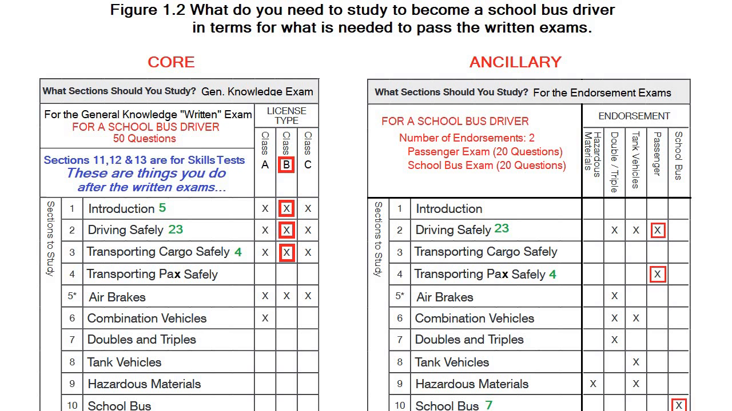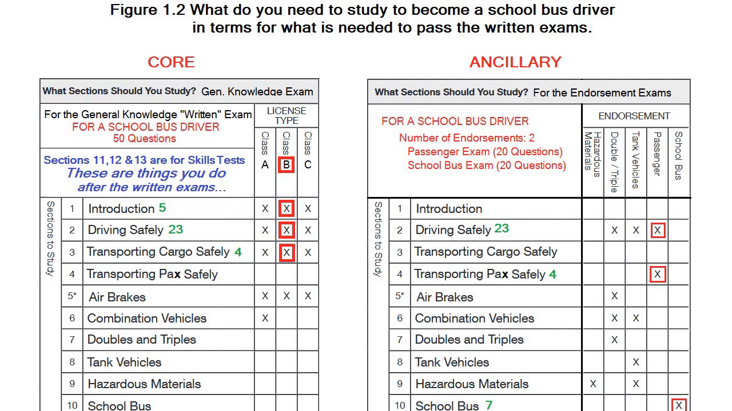Okay, this video is based on figure 1.2 in section 1 of your CDL manual. Now, sometimes figure 1.2 can be a little bit confusing. So what I've done here is I've broken it down to what is required for a school bus driver. In future videos, I'll do other videos for other types of drivers, but this is for the school bus driver.